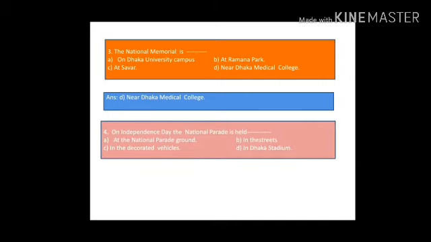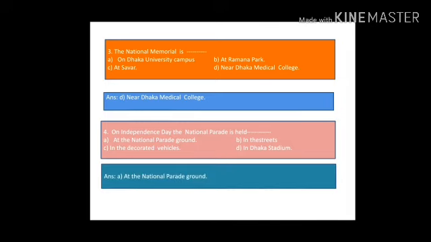Question number 4. On Independence Day, the national parade is held at the National Parade Ground, in the streets, in the decorated vehicles, or in Dhaka Stadium. So what will be the answer? At the National Parade Ground.